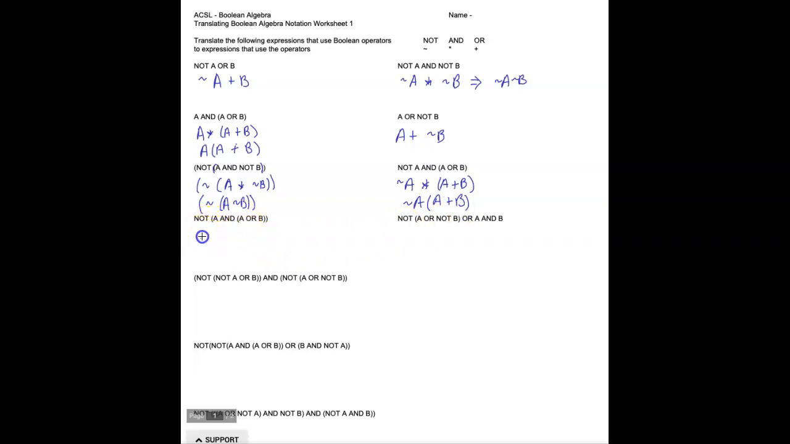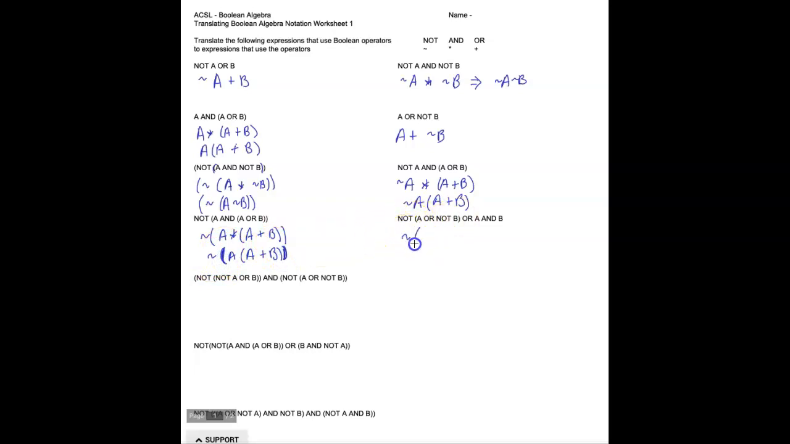Here, not parentheses A and A plus B. Without that star, it would look like this. But these parentheses are crucial because that not applies to these outer parentheses.